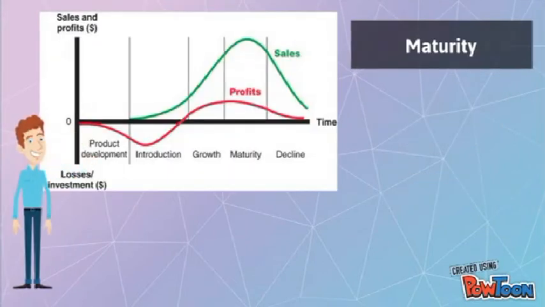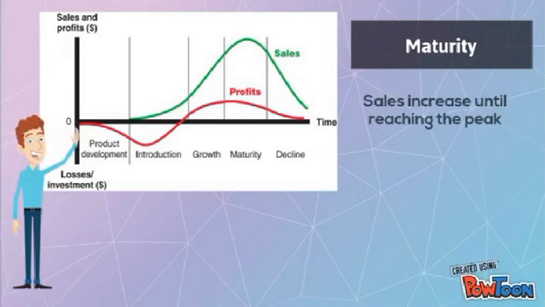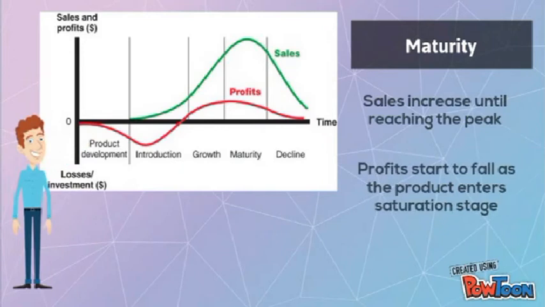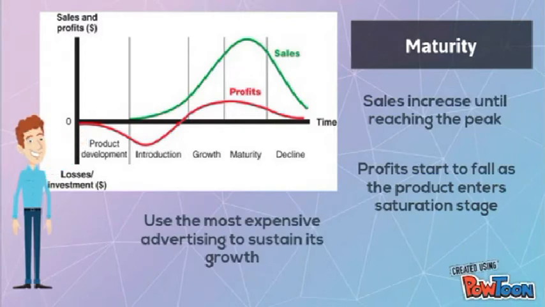As the product enters its maturity stage, the sales increase until reaching the peak. This is the time when profit starts to fall as the product enters its saturation stage. Normally, the company would use the most expensive advertising to sustain its growth.